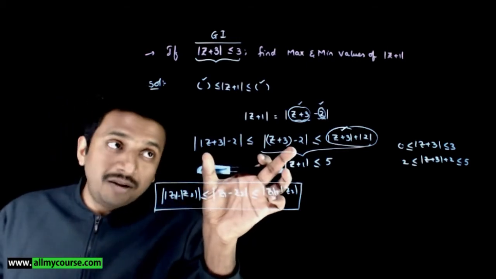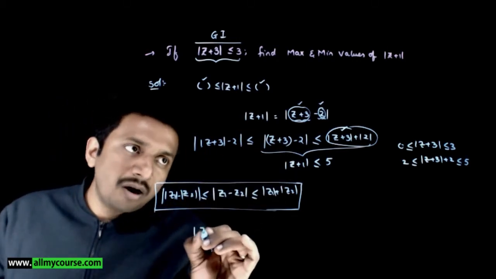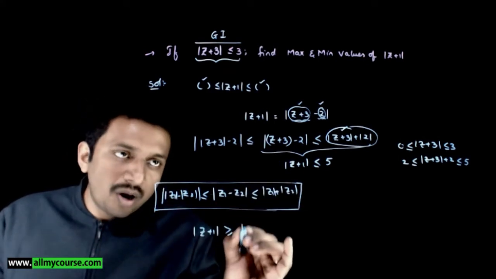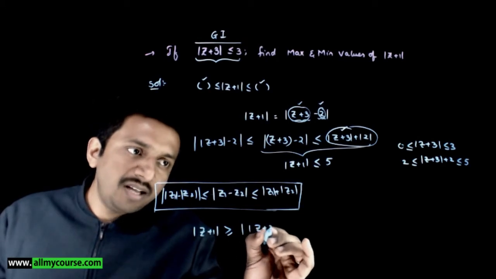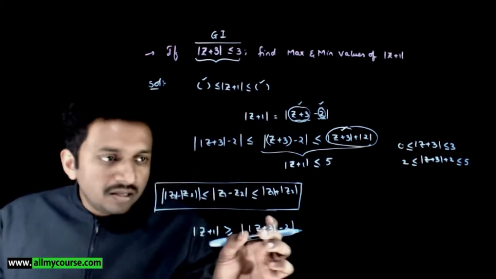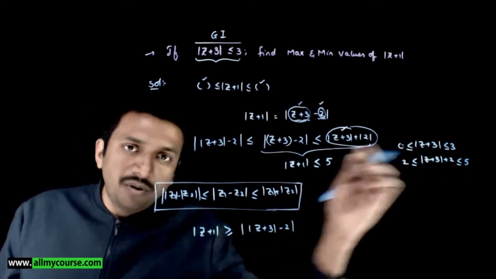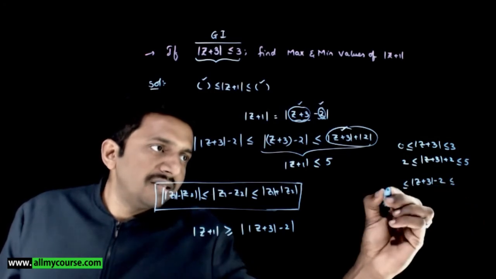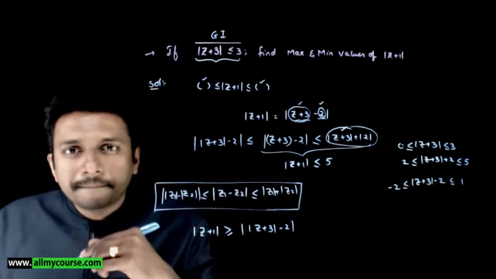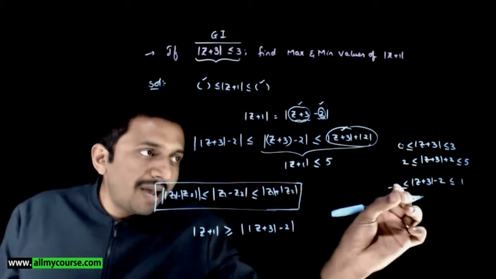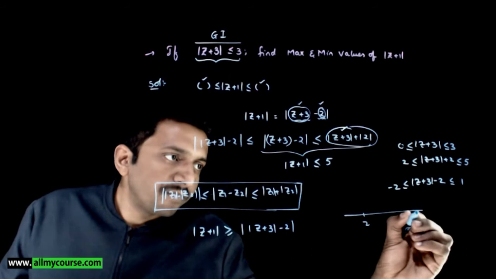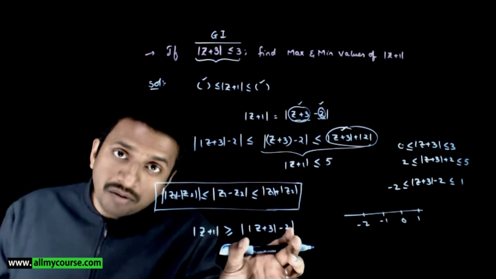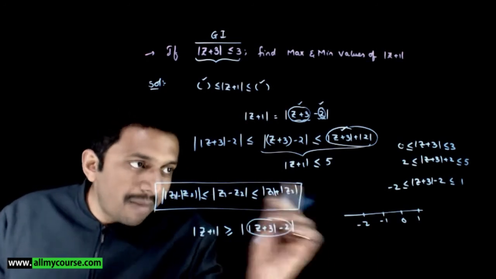Now if you want the minimum value, let us go to this side. Modulus of z plus 1 is always greater than or equal to mod of mod of z plus 3 minus 2. Now mod of z plus 3 lies between 0 and 3. So where does mod of z plus 3 minus 2 lie? This lies between minus 2 and 1. It means this expression lies between minus 2 and 1.